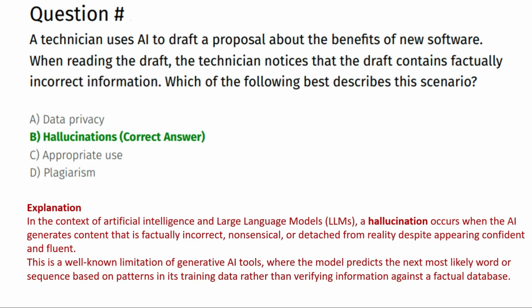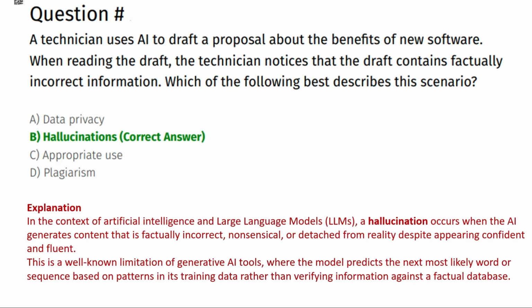The next question is, a technician uses AI to draft a proposal about the benefits of new software. So when reading the draft, the technician notices that the draft contains factually incorrect information. So which of the following best describes this scenario? Option A, data privacy. Option B, hallucinations. Option C, appropriate use. Option D, plagiarism. And the correct answer for this question is option B, hallucinations. And let's check the explanation.